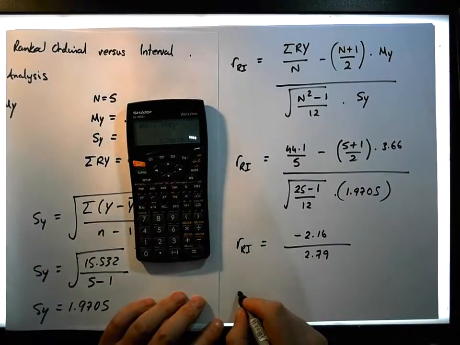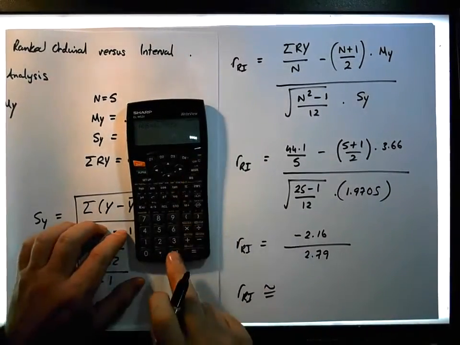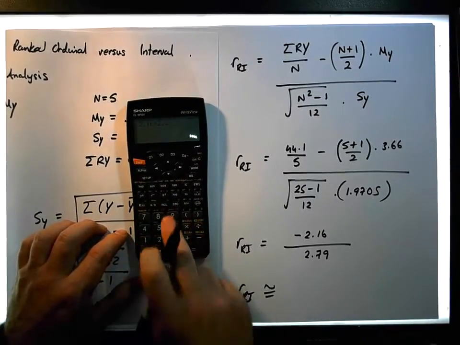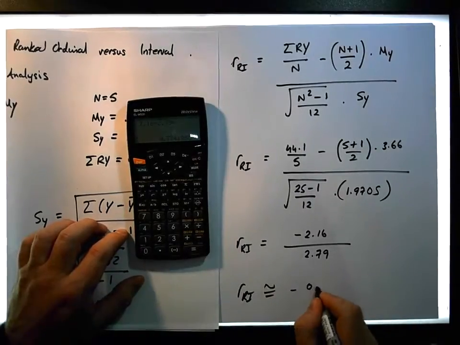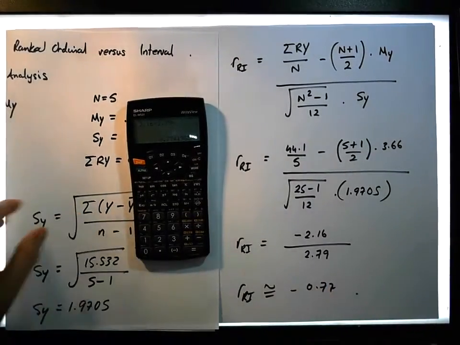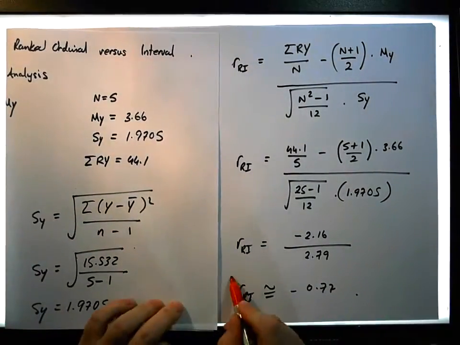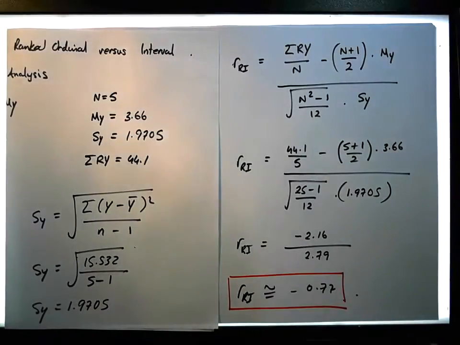So now we end up with r_I approximately equal to, doing the division, 2.16 divided by 2.79, which gives us a value of minus 0.77. And that's our correlation coefficient. The correlation of that ranked ordinal variable with the interval variable is minus 0.77.